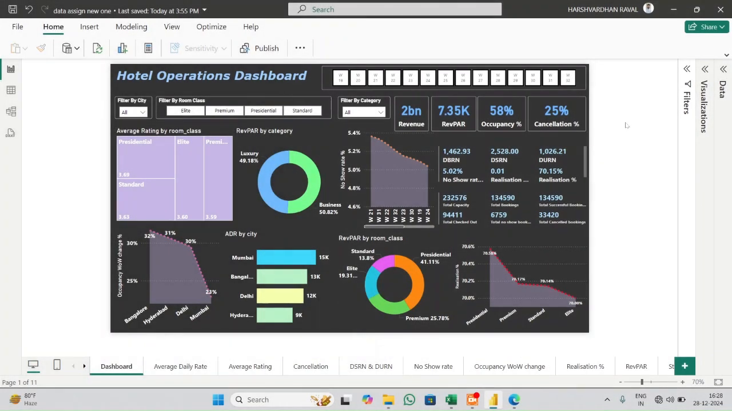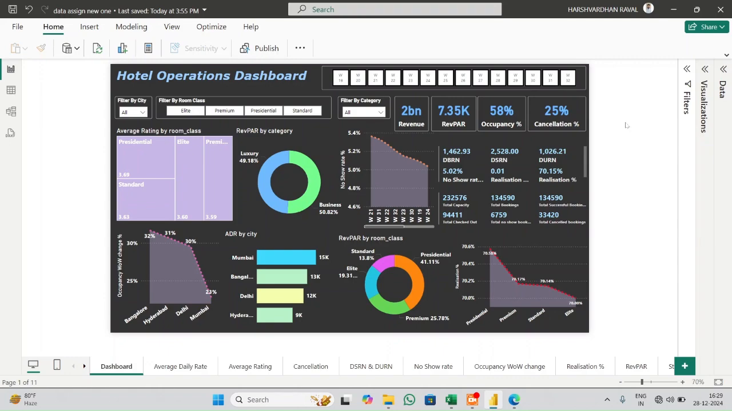So maybe he wants to check what is the cancellation, so he can check week on week cancellation rate. He can take some preventive steps to reduce the cancellation rates, so it will increase the occupancy, it will again increase the revenue per available room, and ultimately it will increase the revenue. So all these things are very interrelated in terms of hospitality industry. So I have created this dashboard based on this view that all things should be in one place.